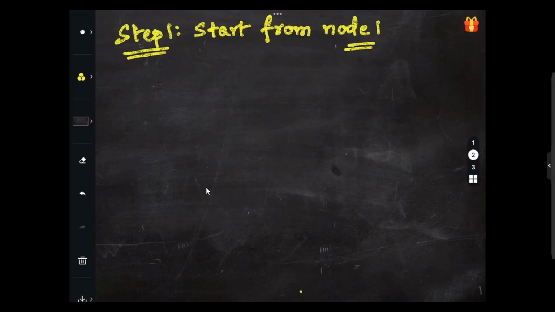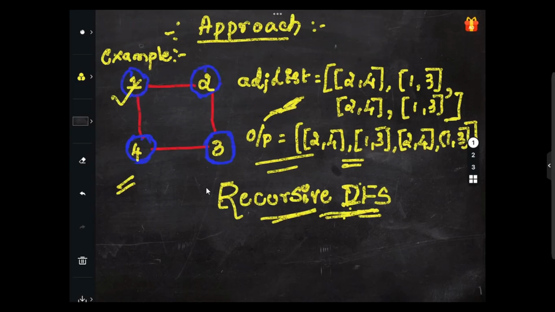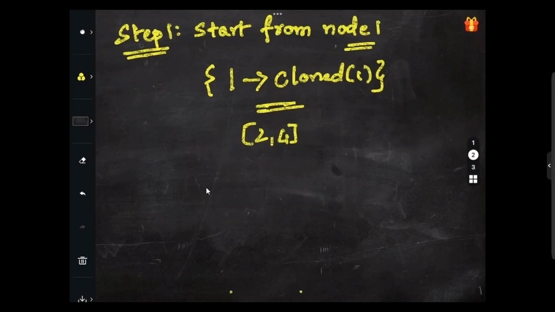The hash map contains key and value pairs, right? So here in the hash map, now it will be 1 and it will be the clone of 1, right? So we are cloning node 1 and storing it in the hash map. That's what we are doing. So the hash map looks like this. Now we will visit its neighbors, nothing but 2 and 4 in the adjacency list. So for 1 we have the neighbors 2 and 4, right? That's what we will be visiting. I hope this is clear. This is for step 1.